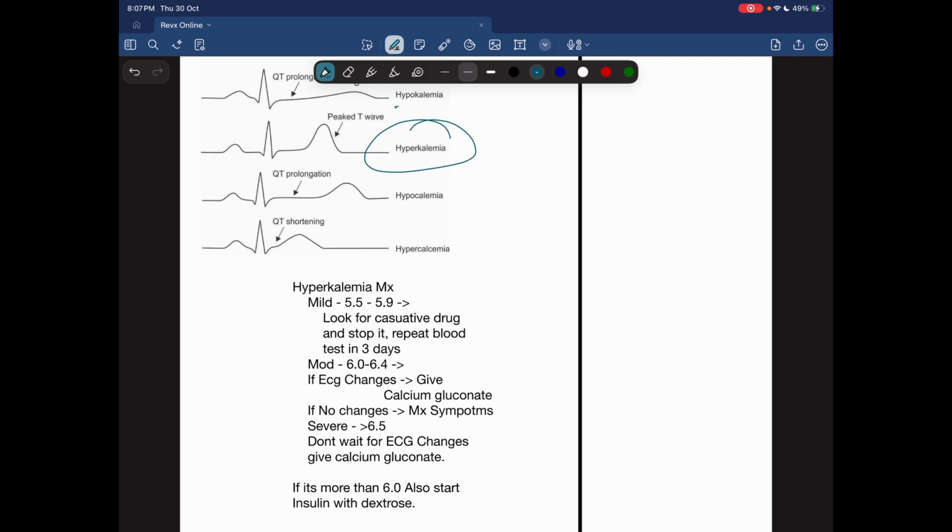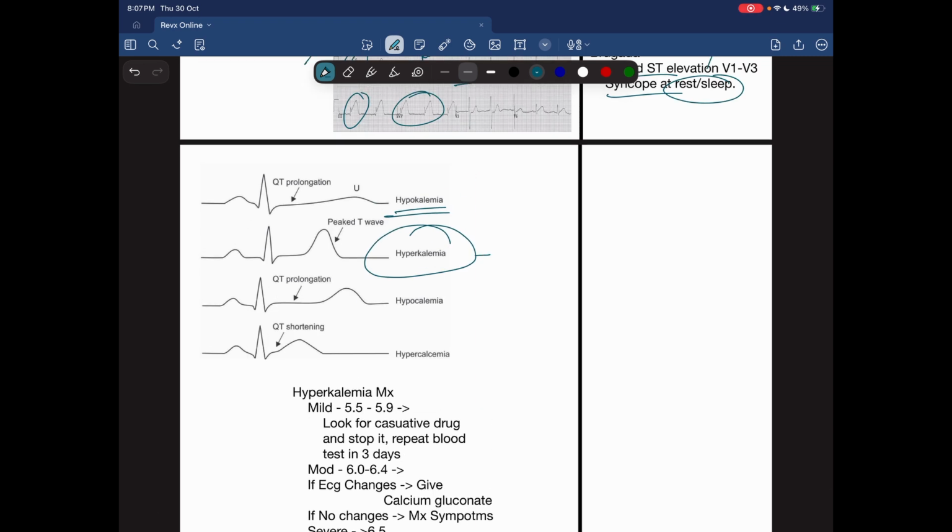Hyperkalemia is very important. Hypokalemia they ask. So what happens in hyperkalemia? Just remember one, and then you flip the other one. What happens in hyperkalemia is there are peaked T waves, right? So if you remember peaked T waves, you can also remember there is ST elevation, right? Because ST is also going up.